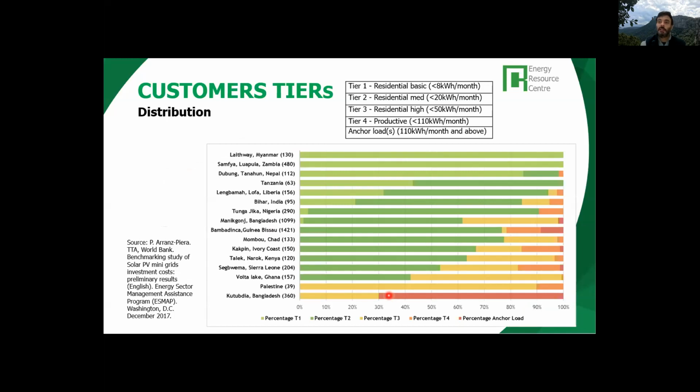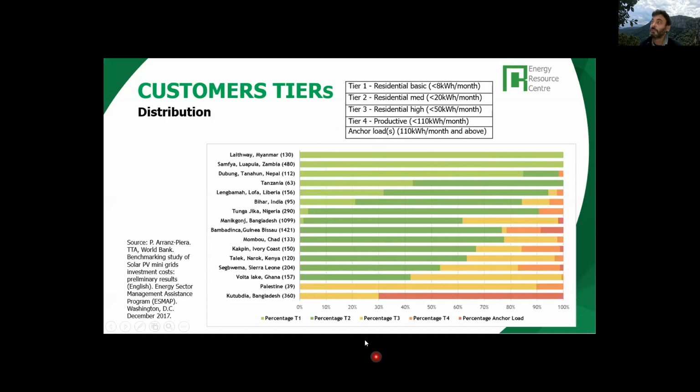This is a study that I worked with the World Bank with the TTA, a company I work for, and you can see that this is a sample of different photovoltaic mini grids in Africa and Asia. In each mini grid you can have a very different distribution of customers consuming in each of the different tiers.